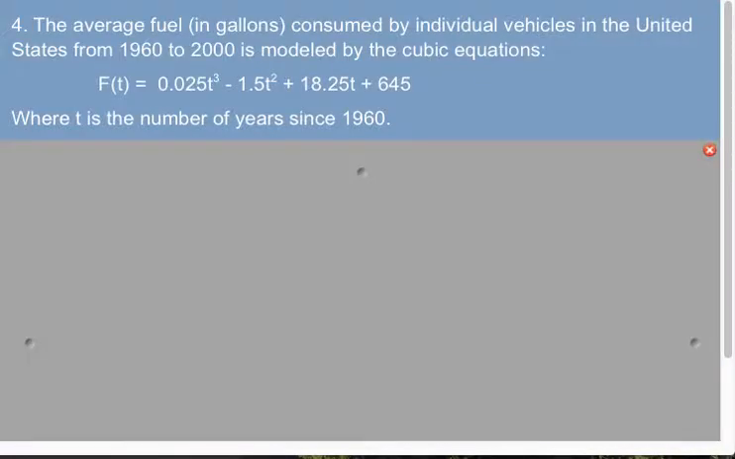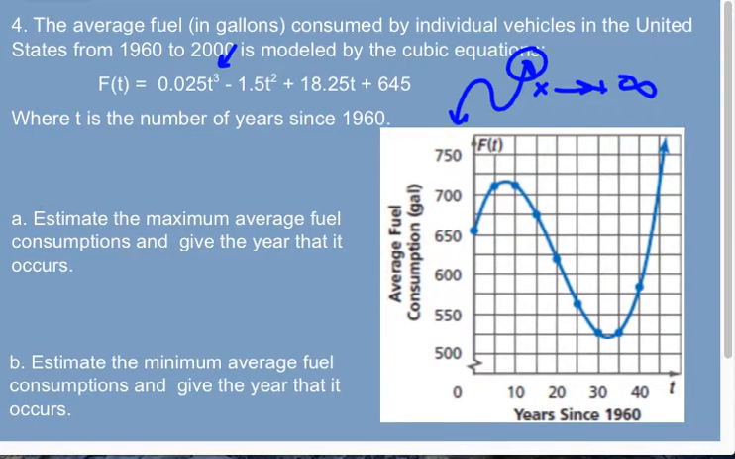The average fuel in gallons consumed by an individual vehicle in the United States from 1960 to 2000 is modeled by the cubic equation. Cubic means it's t cubed or x cubed. In this case, it's t cubed. So our graph should look something like this. It's positive, so as x approaches positive infinity, our f of x should also be going up. So that's what our graph should look like. Where t is the number of years since 1960. So at 0, that's where 1960 is. And here's our graph right here.